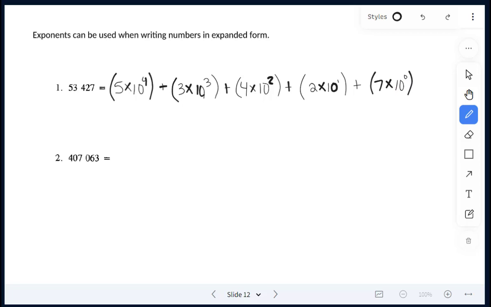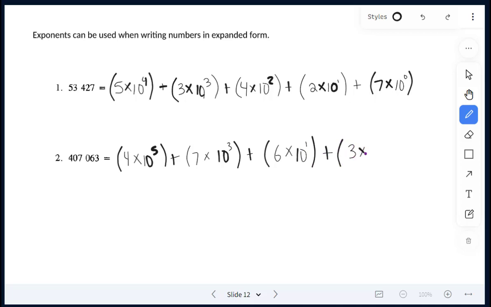This one, we have 4 in the 100,000s position, so that will put 4 times 10 to the power of 5. And then we don't have to include the 0, we'll just go to 7. 7 is in the thousands position, so 7 times 10 to the power of 3. Then we have 0 here in the hundreds position, 6 in the tens, so we'll just go straight to 6 times 10 to the power of 1. And then we have 3 in the ones position, so that would be 3 times 10 to the power of 0. So that's how we can use our exponents to write numbers in expanded form.